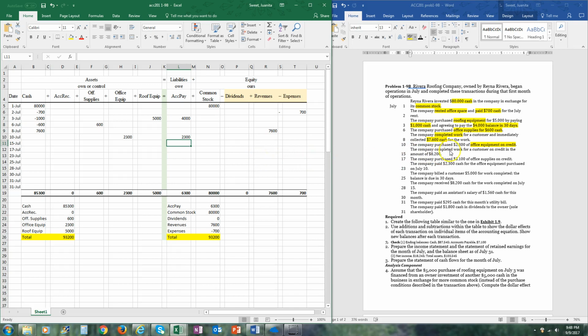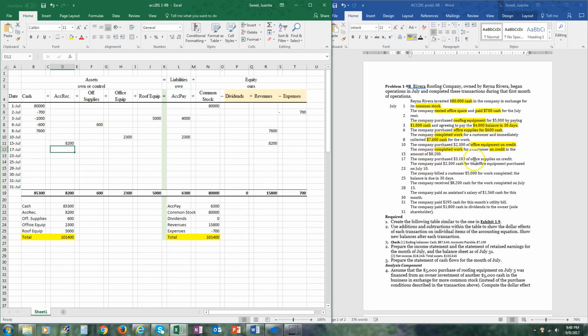On the 15th, once again, we completed work. We already saw that that's a revenue. And it was on credit. So if we did work, that's going to be a revenue, $8,200. This time, on credit, we're going to receive the money. So this is an accounts receivable. Notice that some transactions are on either side of the equation, but in the case of when we got the supplies for cash, everything was taken care of on one side.